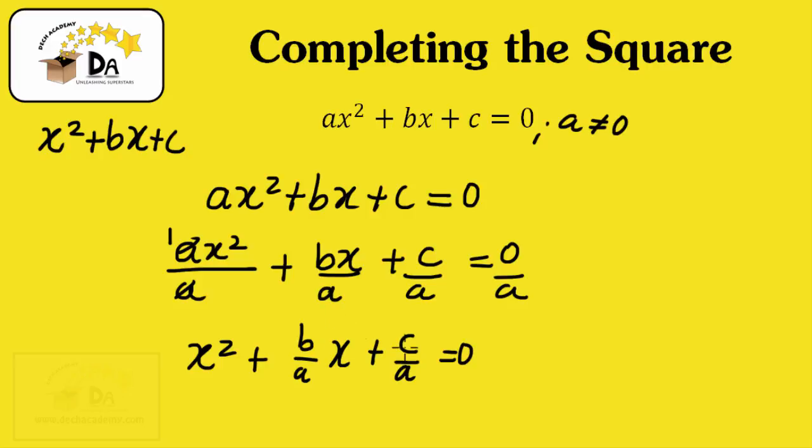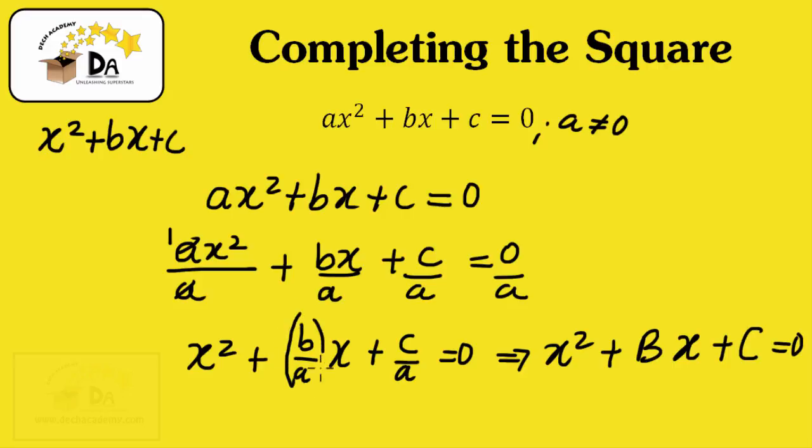And this equation is essentially of the form x squared plus bx plus c equals 0. So that means I've replaced this b over a term with capital B and this c over a term with capital C.